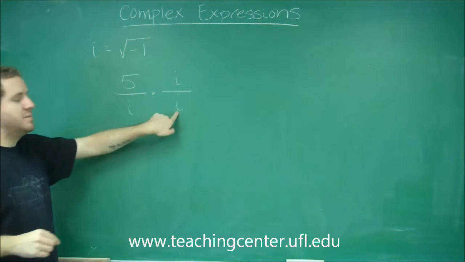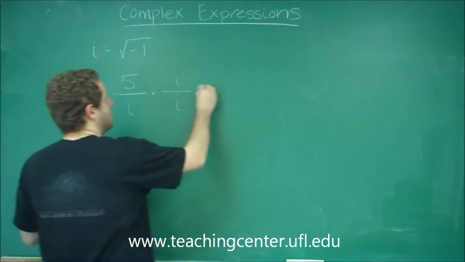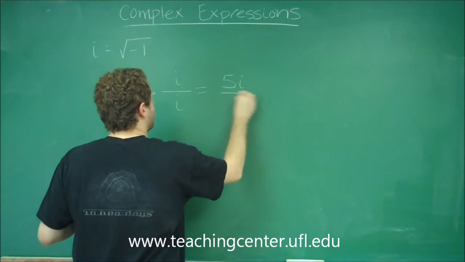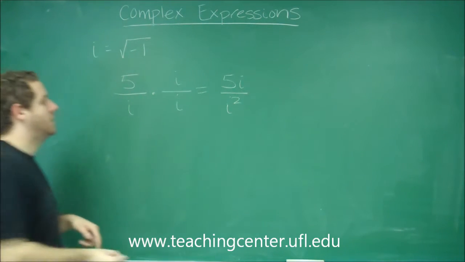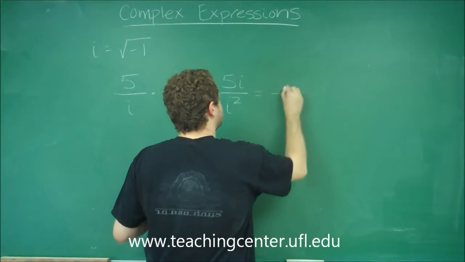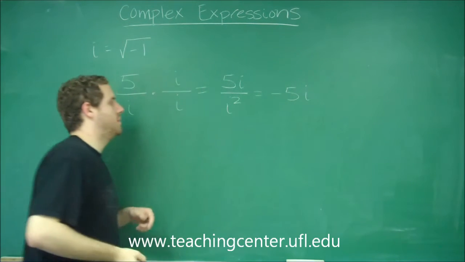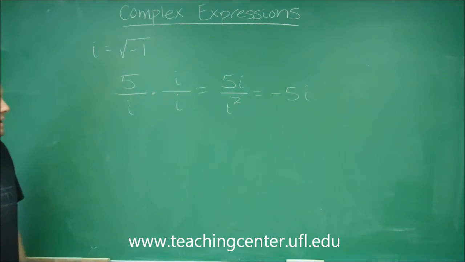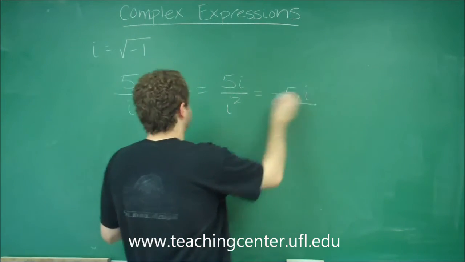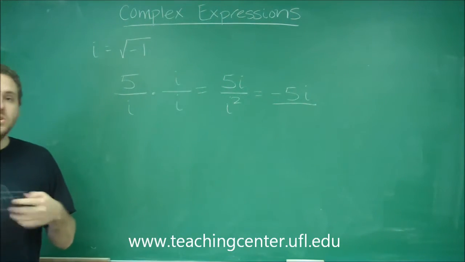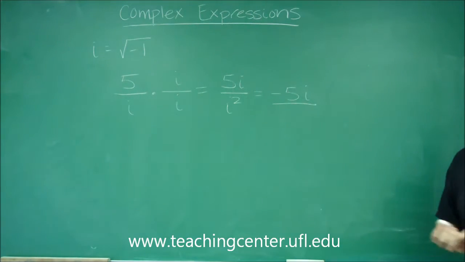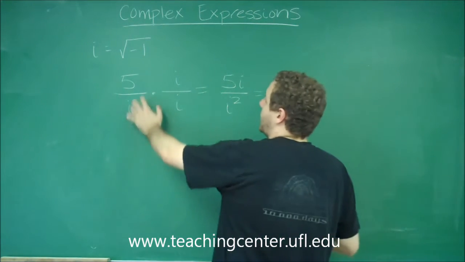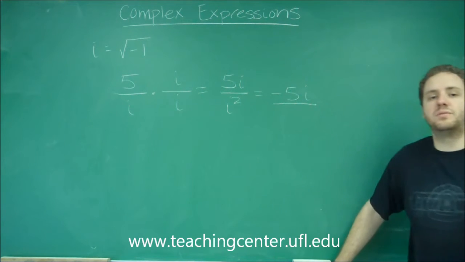-1, i times i is i squared, and i squared is equal to -1, so that would leave us here with -5i, because we have 5 divided by -1. This is the rationalized version of that. So you can never leave i's in the denominator. Similarly, so this is just multiplying by itself in order to get rid of the root.